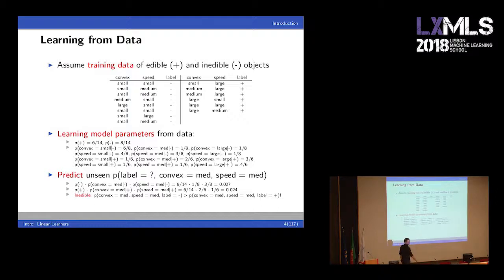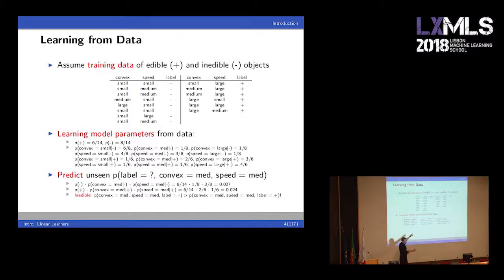So like in the second slide. What is it now? Here that convex equals small. Yeah, addition. The object is not edible. Okay, now, but let's start with probability of plus, right? That's 6 out of 14, and the other one, minus, is 8 out of 14.